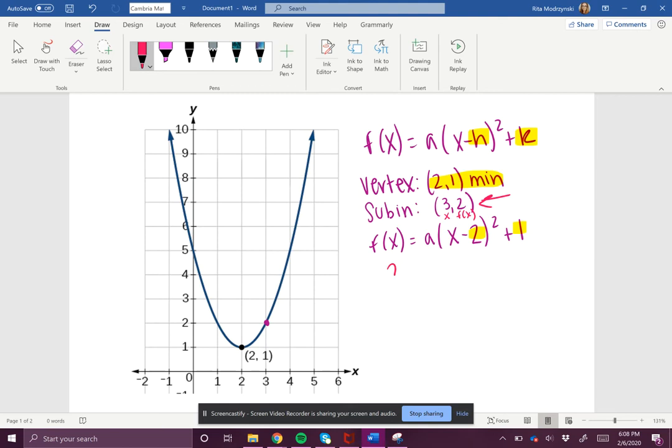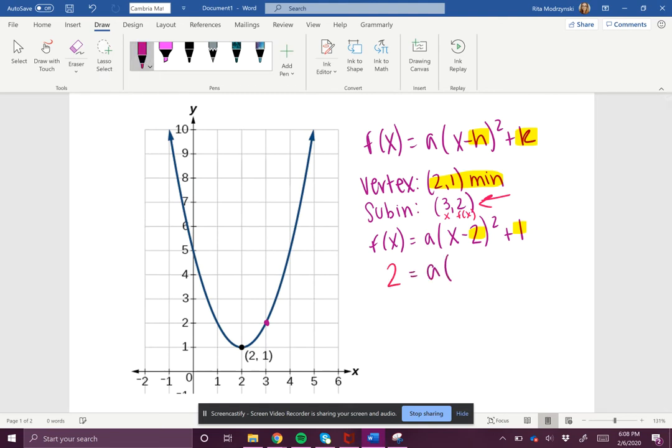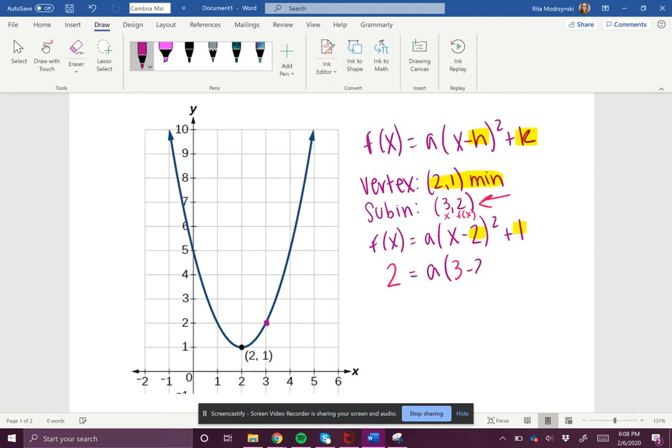So to substitute in, we would have 2 equals a times x, which in our case is 3, minus 2 squared plus 1. So again, I substituted these points in for our x and our f of x. Now we're just going to solve this, thinking about order of operations. The first thing we would do is look at our parentheses. We're going to do 3 minus 2 squared. So 3 minus 2 is 1, squared, which is just 1.